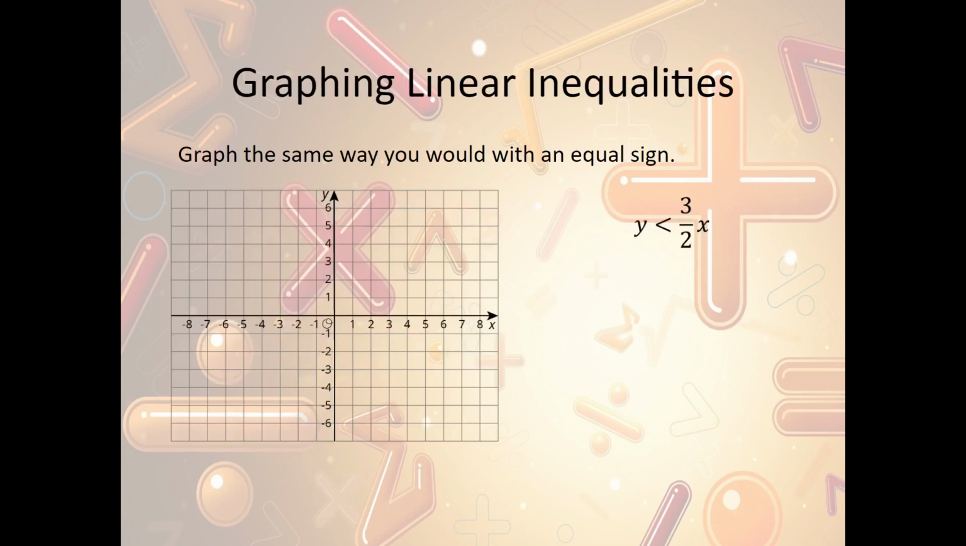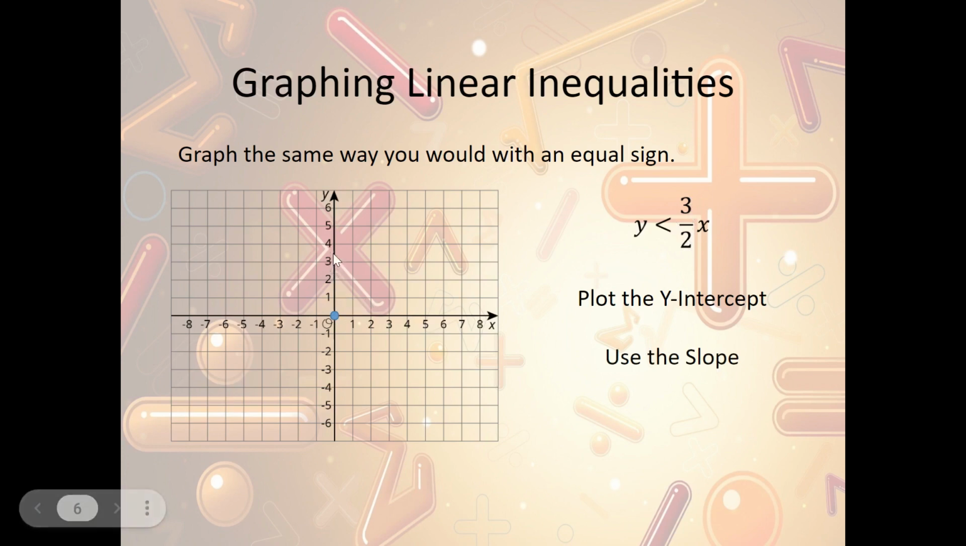So how does that apply to our inequalities? Well, when we graph these, we have y is less than 3/2 x. So we're going to plot the y-intercept first. Notice there is none listed here, so our y-intercept is 0. So I'm going to go here to 0 and plot my point. And my slope is 3/2, so I'm going to go up 3 to the right 2. So I go up 3 to the right 2, plot my point.